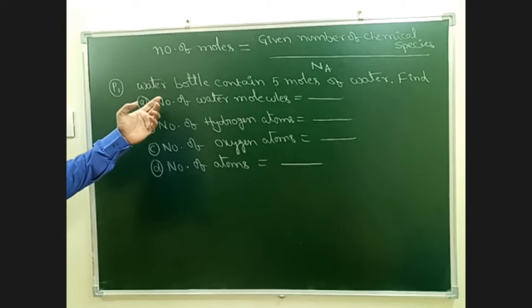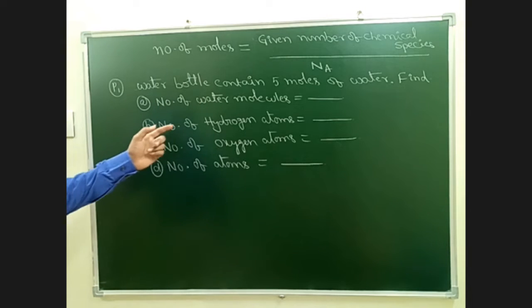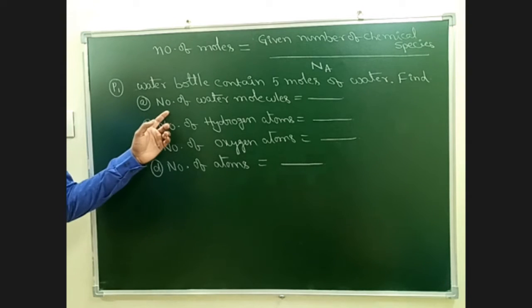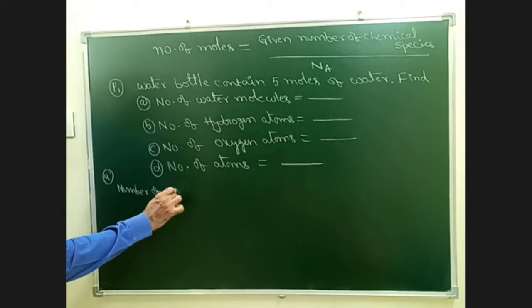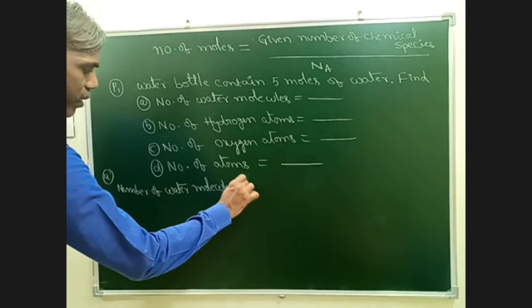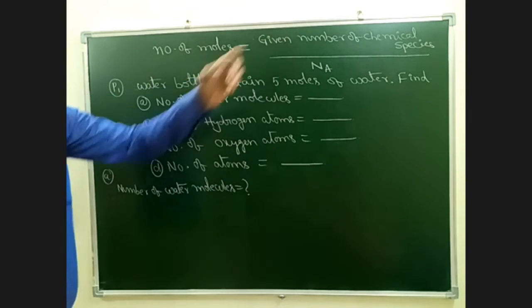Okay. The problem is: a water bottle contains 5 moles of water. Find the number of water molecules, number of hydrogen atoms, number of oxygen atoms, and number of atoms. Right? Now let us solve one by one. First one, we want the number of water molecules to be determined. That means we need to find out the number of chemical species.